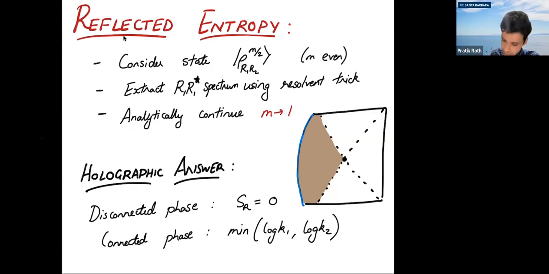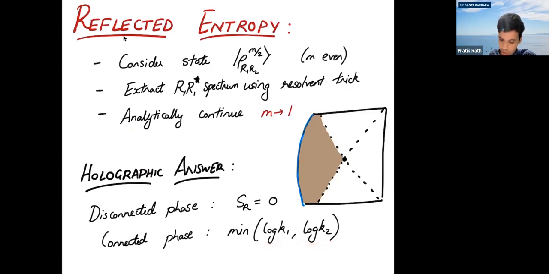In the connected phase, the radiation has this island. So this brown shaded region is the entanglement wedge of R1, R2. So now you have this non-trivial entanglement wedge, and you need something to split these two systems. By a quantum generalization of what we discussed before, you can argue that it's going to be the minimal value of either log K1 or log K2.